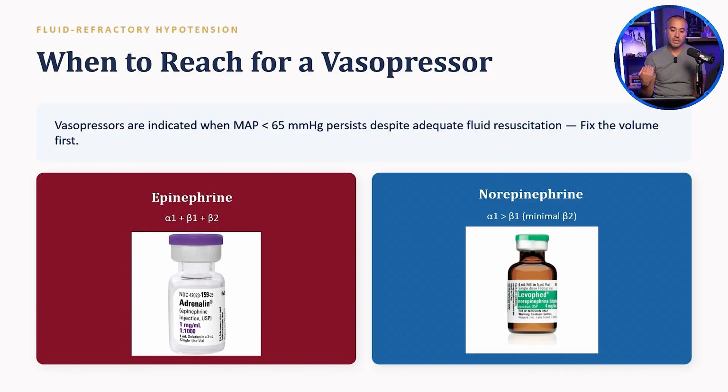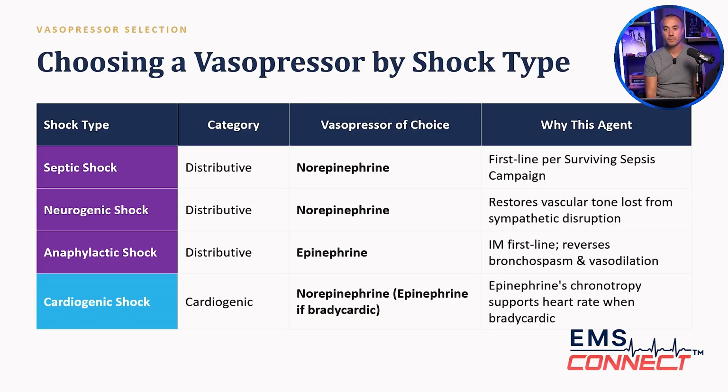Now, we typically put this in, again, follow your protocols, for MAP less than 65. We should be considering vasopressors if not fixed with IV fluid administration. So epinephrine has effect on alpha, beta 1, and beta 2. Norepinephrine has more alpha 1 than beta 1 and minimal beta 2.